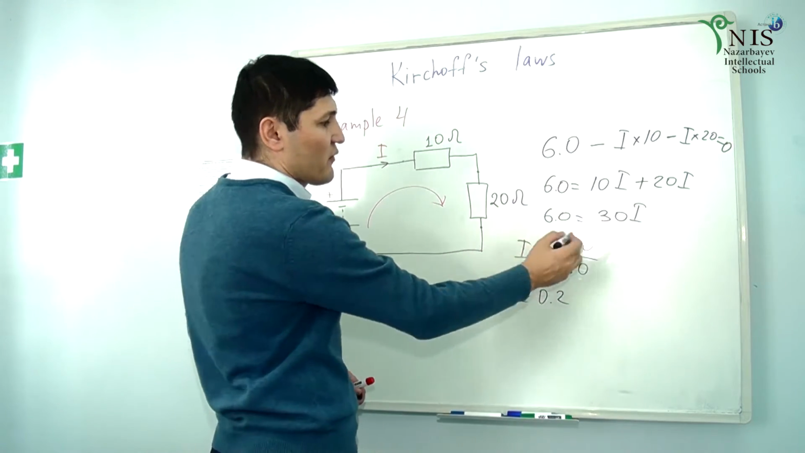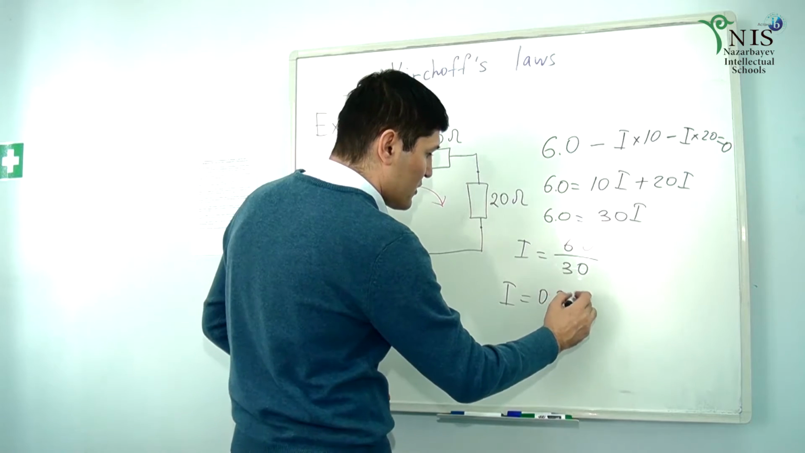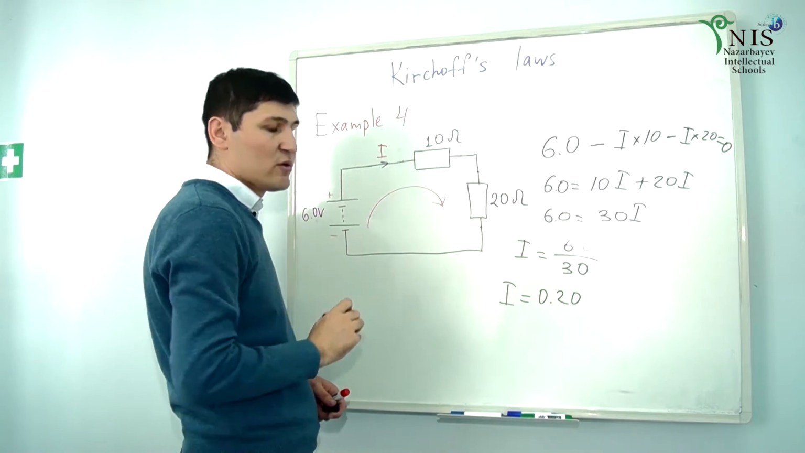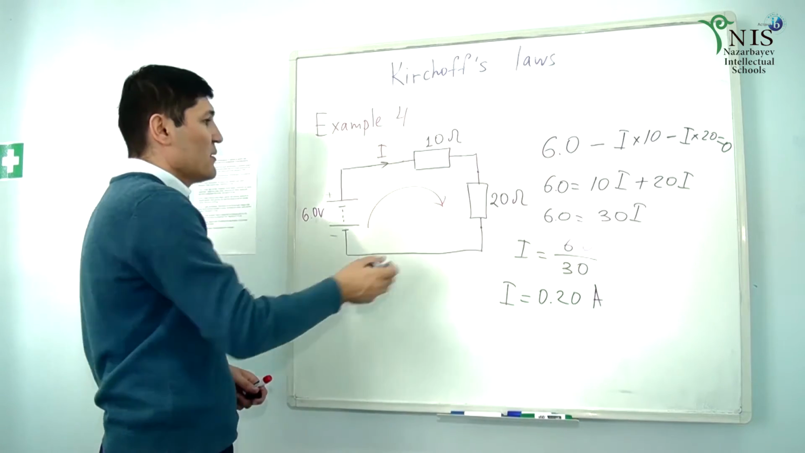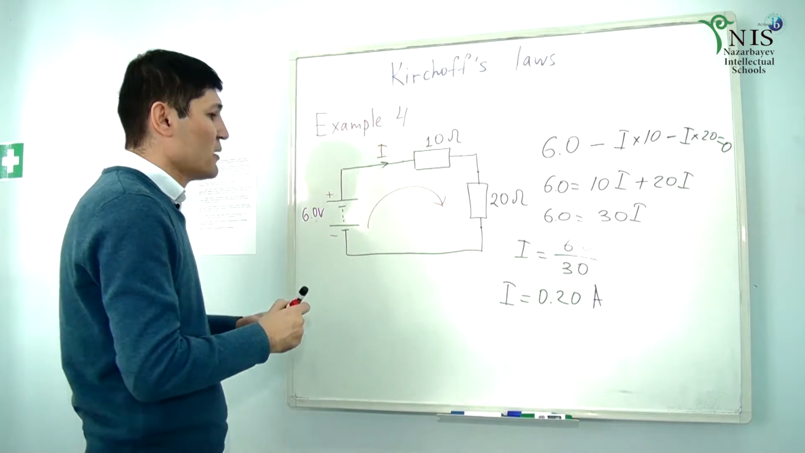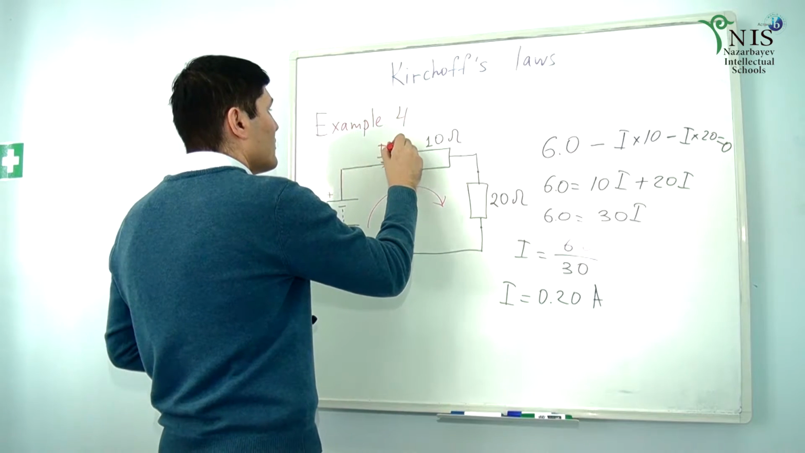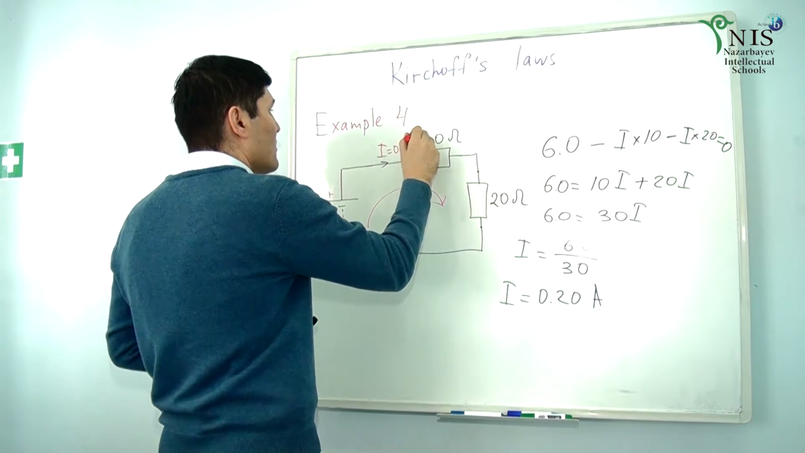But we have 2 significant figures here, that's why I'm going to add one more 0 to make 2 significant figures. So the current flowing in this circuit is equal to 0.20 amperes.